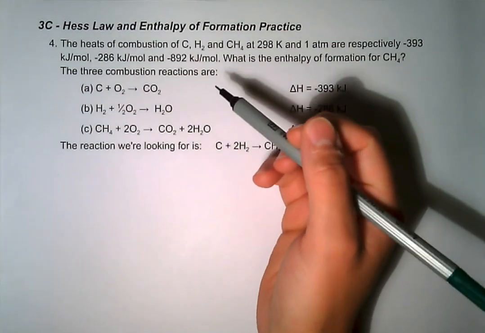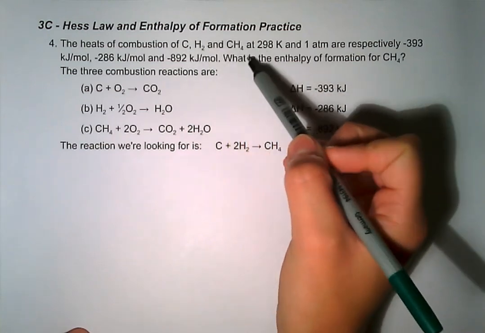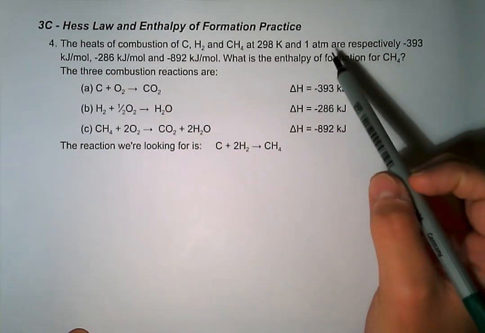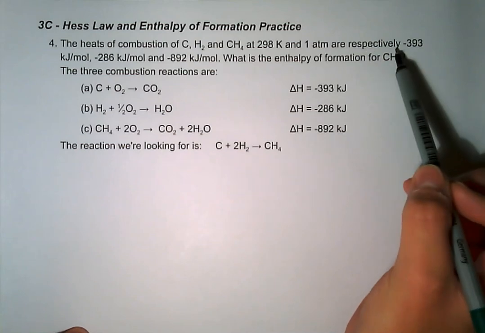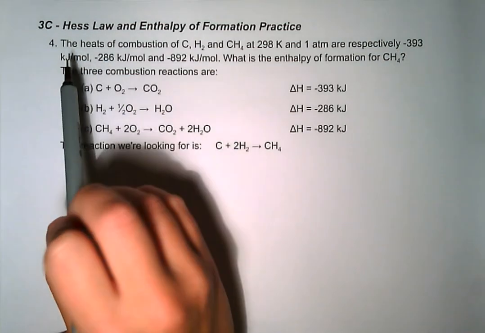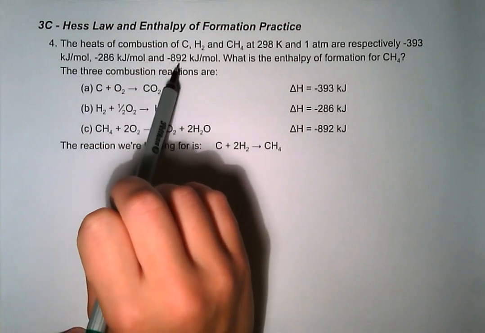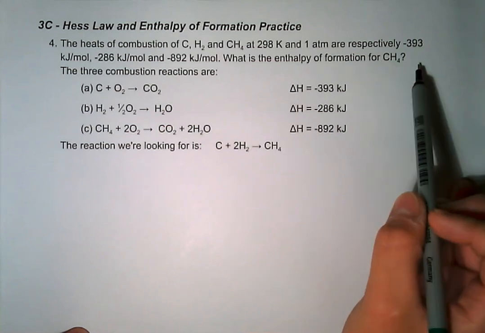So problem number 4 says the heats of combustion of carbon, H2, and CH4 at 298 Kelvin and 1 atm, which is standard temperature and pressure, are respectively negative 393 kilojoules per mole, negative 286 kilojoules per mole, and negative 892 kilojoules per mole. What is the enthalpy of formation for CH4?